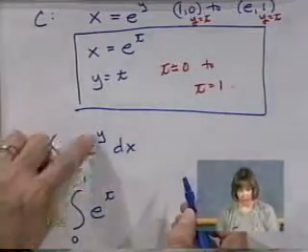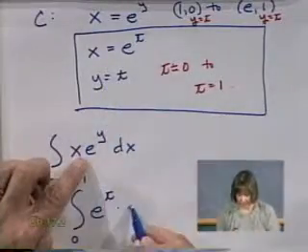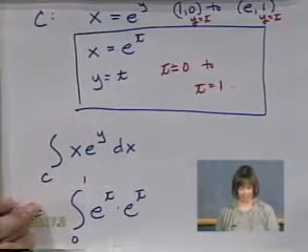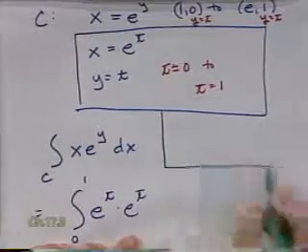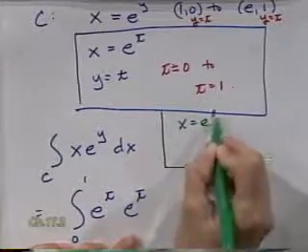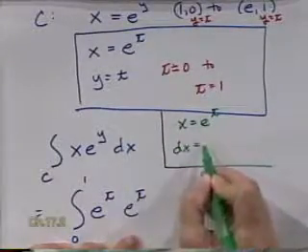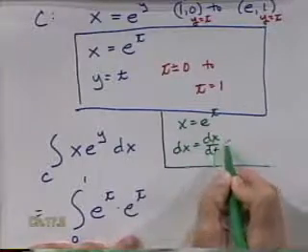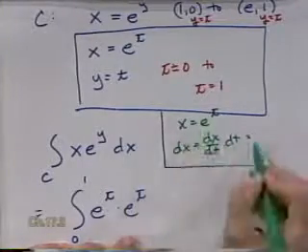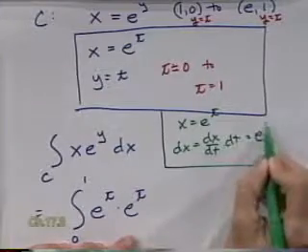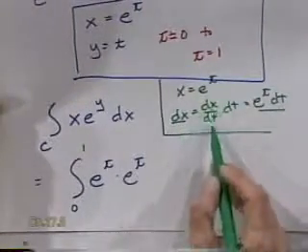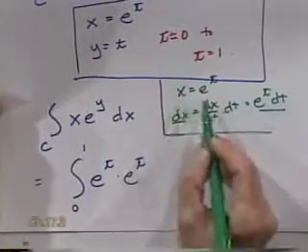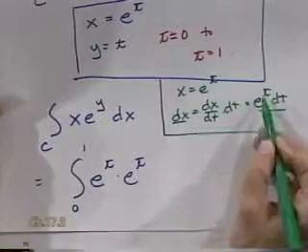This is times e to the y, but since y is t, it's e to the t. In addition, I'll put this in green. Since x is e to the t, dx, remember, is dx dt times dt. If x is e to the t, the derivative of x is e to the t. So I replace dx with e to the t dt, because we're using the fact that dx is dx dt times dt. X is e to the t, so I have e to the t dt.